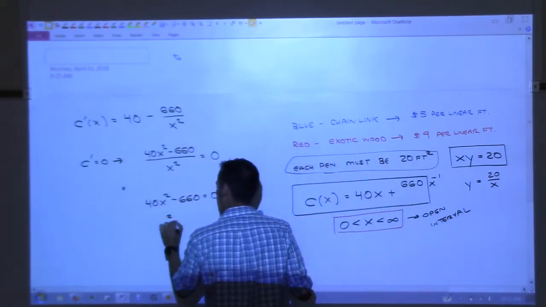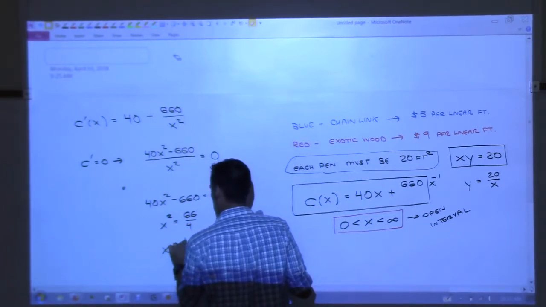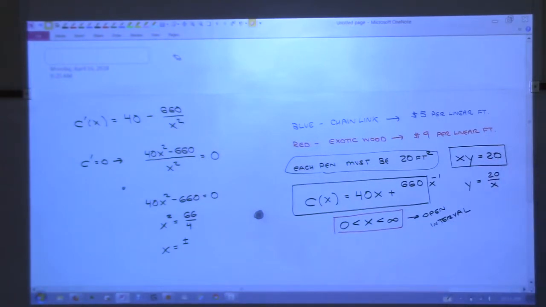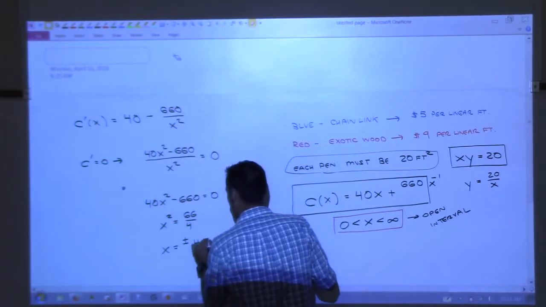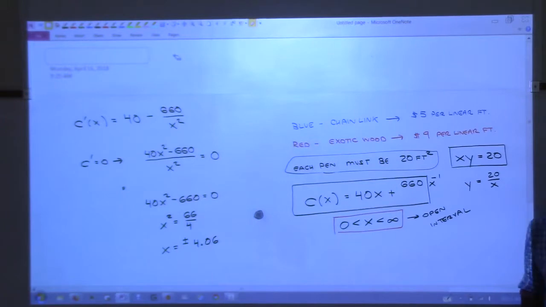And I'll need some help on this on a calculator. You should get plus or minus some decimal. I moved the 660 over, I divided by 40, and I just killed off one of the zeros, so 4.06. 4 point what? 06. About 4.06 is what x should be.